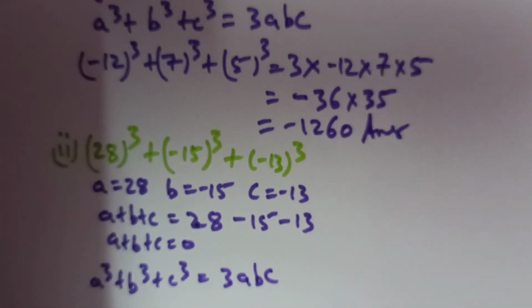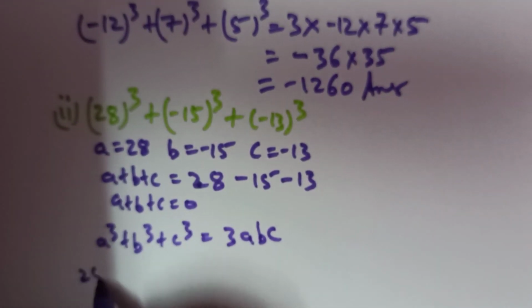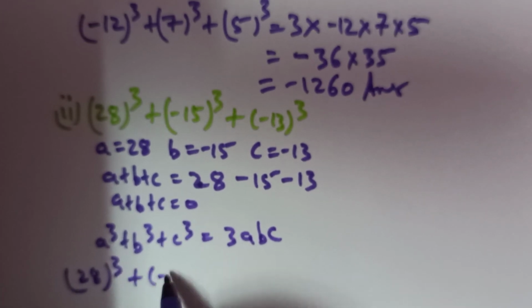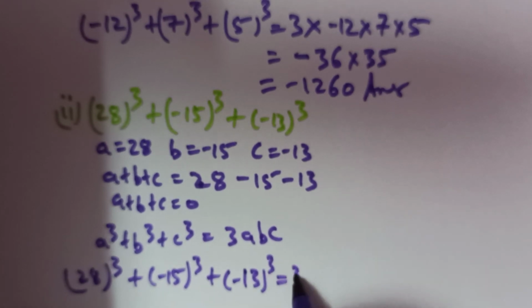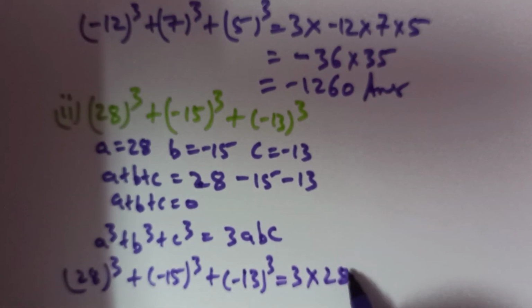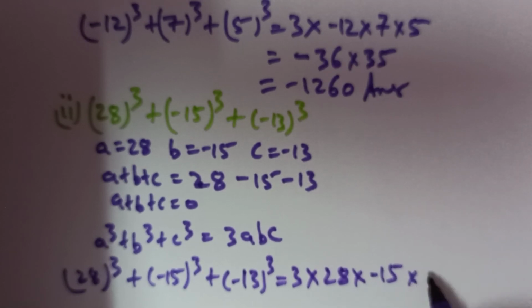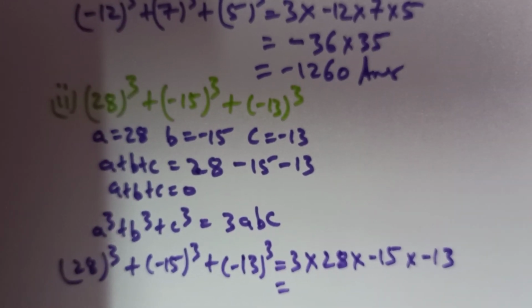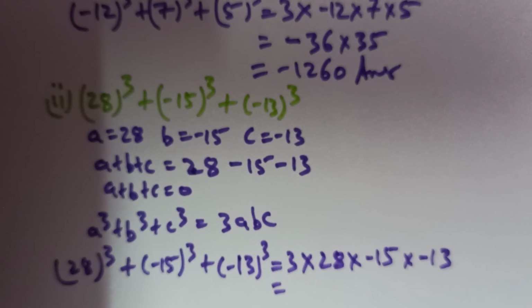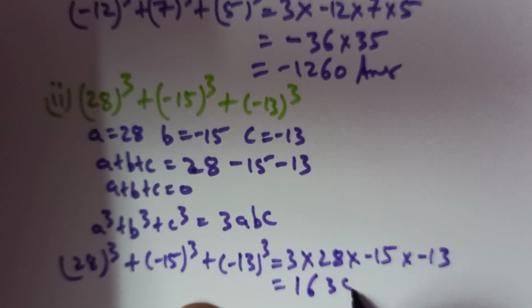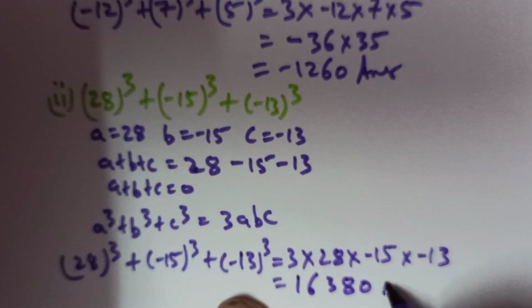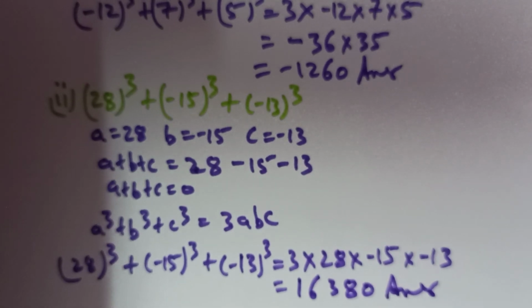So if we put the values, that is 28 whole cube plus minus 15 whole cube plus minus 13 whole cube, it will be equal to 3 times a, that is 28, times b, that is minus 15, times c, that is minus 13. Since we are having the negative sign two times, it will be a positive value, and on multiplication we will get the value as 16380. So this will be the answer for this statement. So we have completed the exercise with this question.